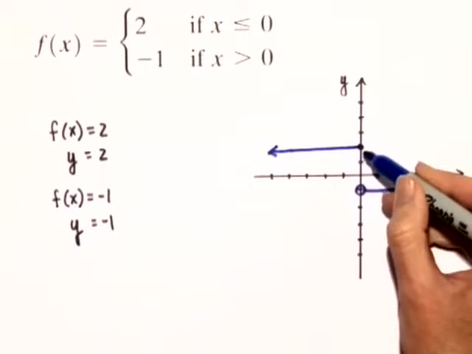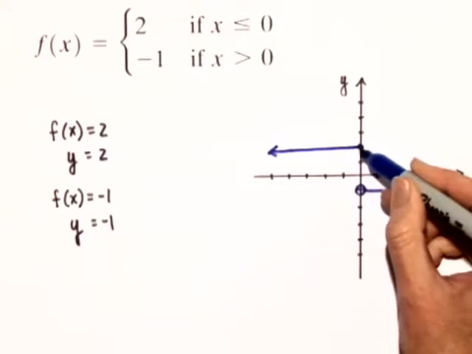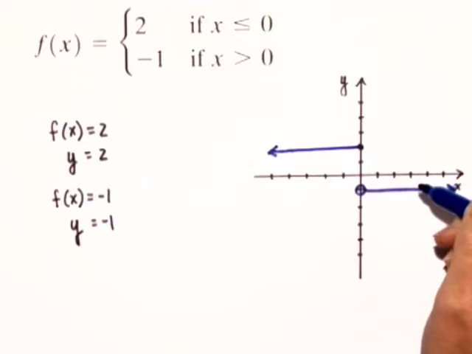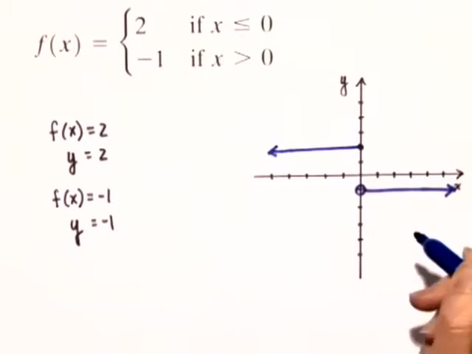It's important that we had one open circle because if we had both of these closed circles, this would not actually define a function because it wouldn't pass the vertical line test. So this is the graph of our piecewise defined function. Now let's talk about the domain and the range.